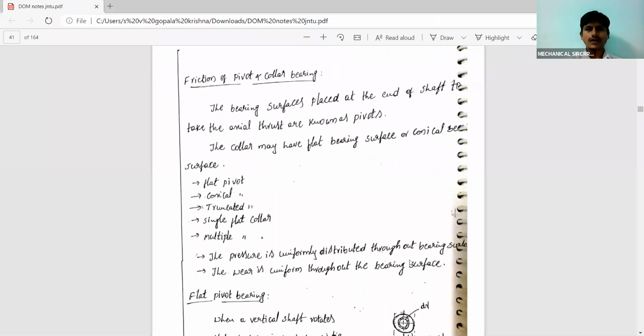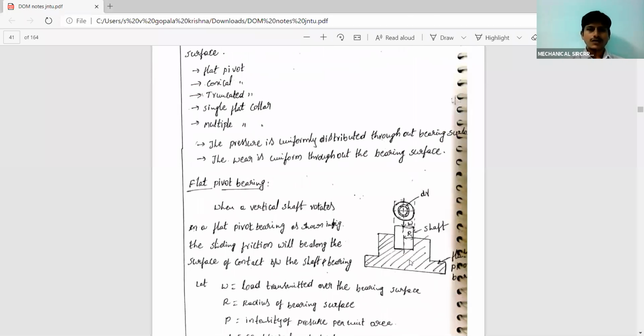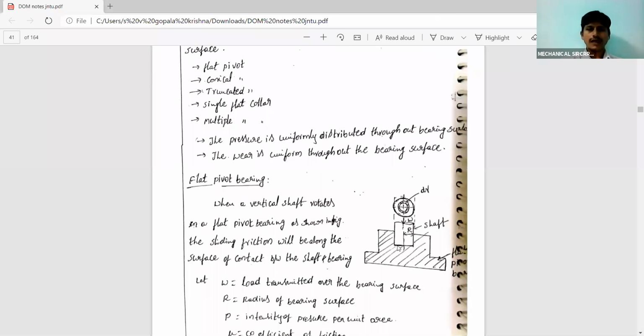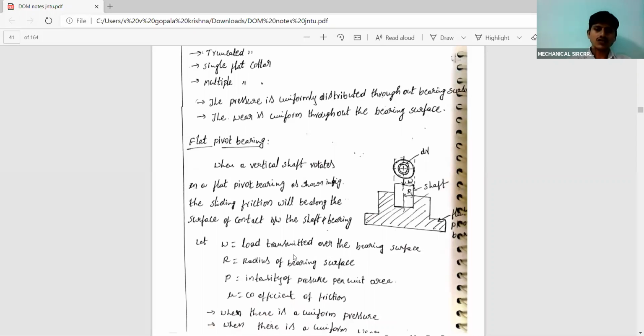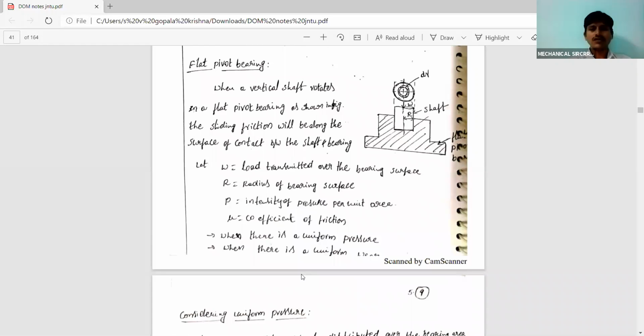From the flat pivot bearing point of view, all of you observe that the bearing has a flat shape at the end. The contact is also flat, and the shaft making contact with it also has a flat surface. Now, for this type of bearing we have to follow two assumptions: first, uniform pressure, and second, uniform wear.